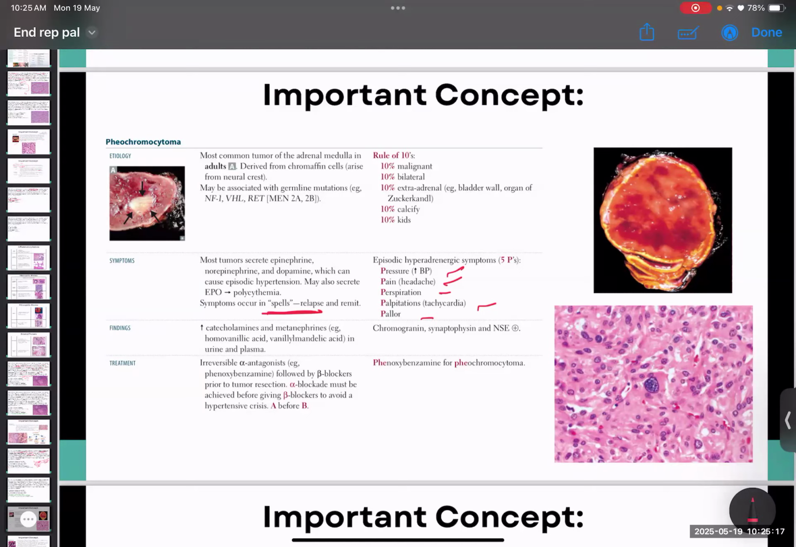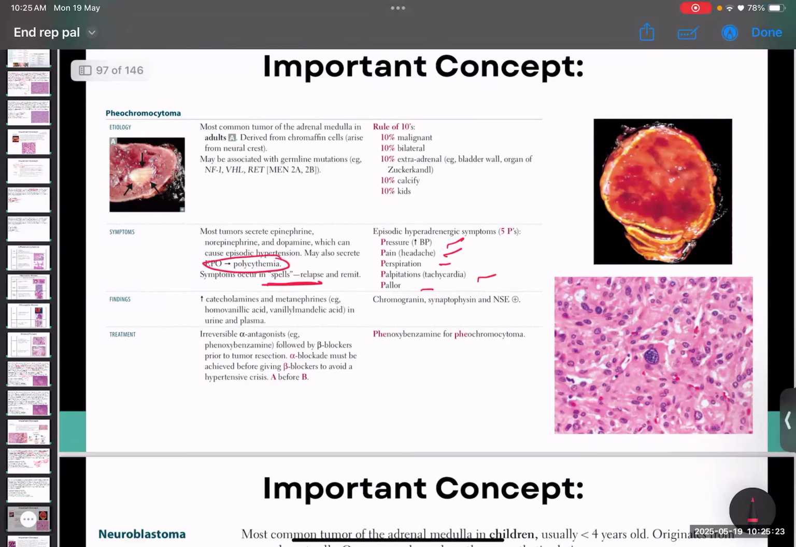Sometimes they can also secrete EPO, so that can lead to polycythemia. And because they're derivatives of neural crest cells, they're going to be positive for neural tumor markers like chromogranin and synaptophysin. And like I mentioned, catecholamines and metanephrines like HVA and VMA are going to be high in urine and plasma, but HVA and VMA are also high in neuroblastoma, so we don't solely rely on this for diagnosis. We need to see increased catecholamines as well.